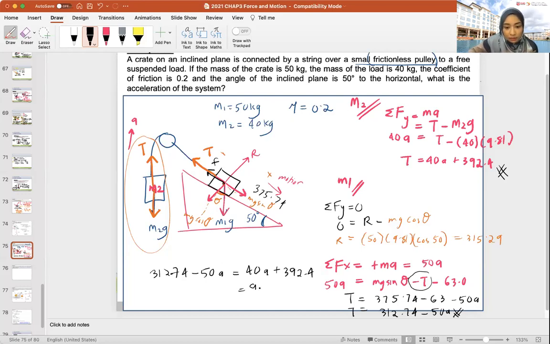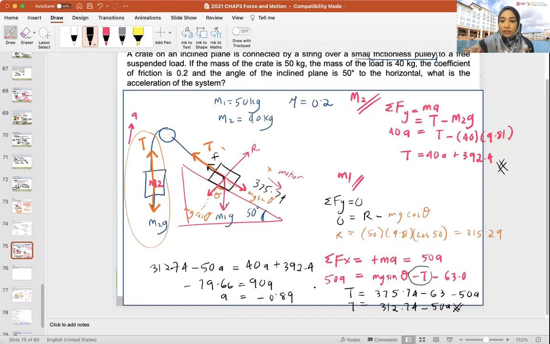So this is 90A. Okay, so 312.74 minus 392.4. Aha, so now we get a negative answer. Dun dun dun. What does that mean? So our A is 0.89, sorry. Okay, korang dapat tak negative sign ni?